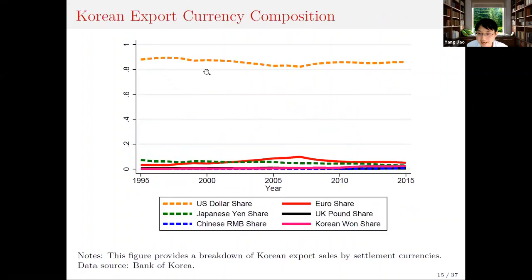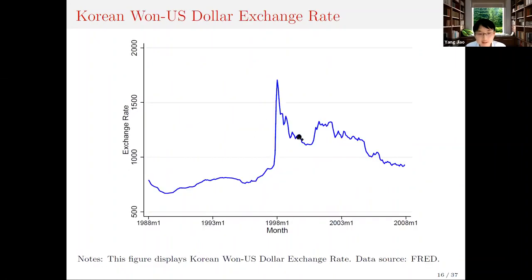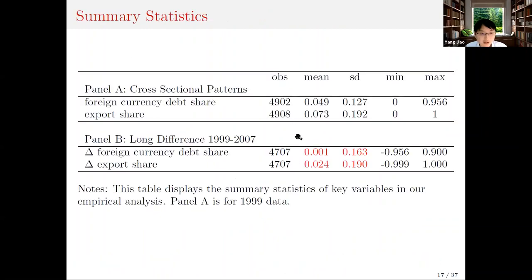But here, this I want you to see. For Korea, their exports are mostly invoiced in US dollars, and very rarely in Korean won. So essentially, you can assume that the Korean exporters' export revenue is basically in foreign currency instead of local currency. And also this is the exchange rate fluctuation for the Korean won against the US dollar. We can see that the volatility of the Korean won against the US dollar is much larger after the Asian financial crisis. Okay. So we basically have around 5,000 firms between 1999 and 2007.